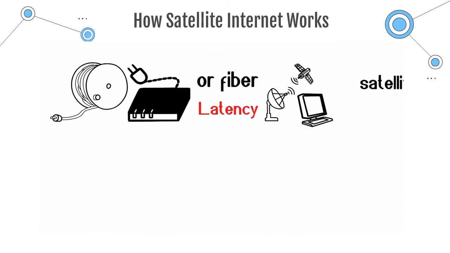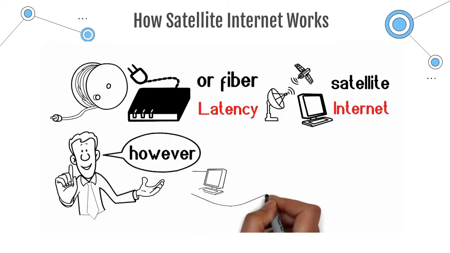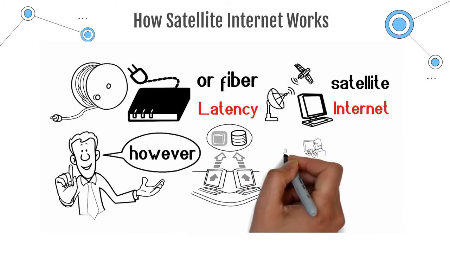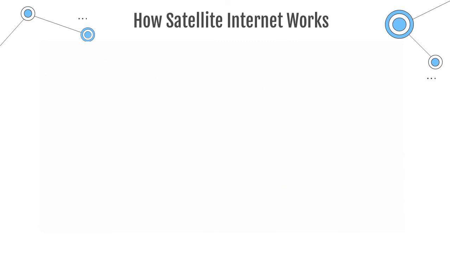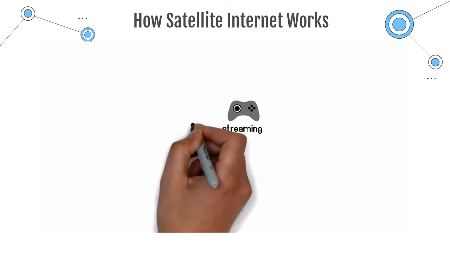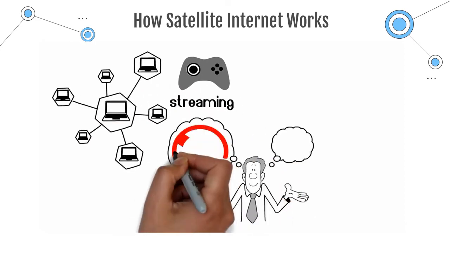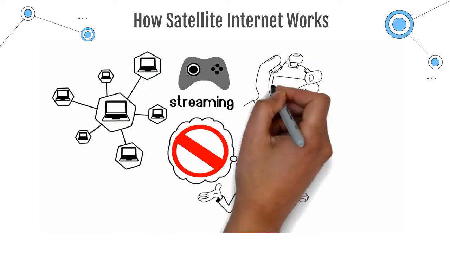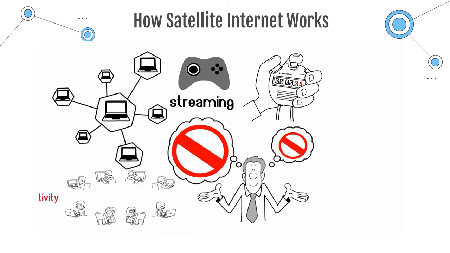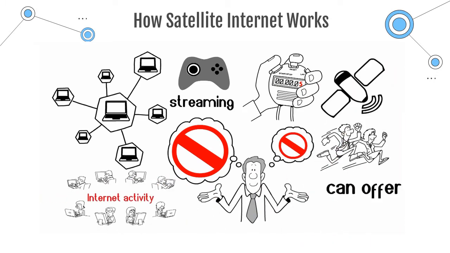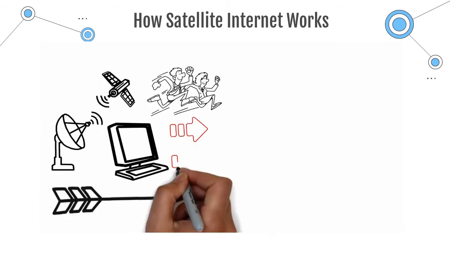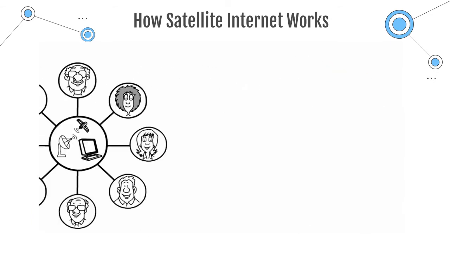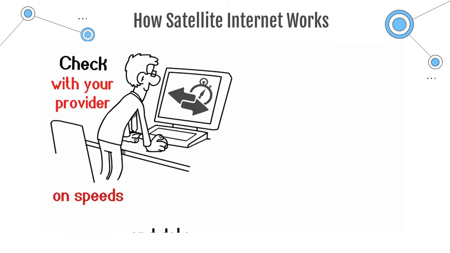Latency can become a factor for satellite internet, however. Latency refers to a delay in data transmission. For most internet activity, browsing, sharing, streaming, latency doesn't impact much. Gaming and streaming on multiple devices, however, can prove problematic, and that's just with a delay of half a second. Some internet activity needs more speed than satellite can offer at the moment. However, satellite internet can be fast enough for a household of multiple users. Check with your provider on speeds and data allowances.